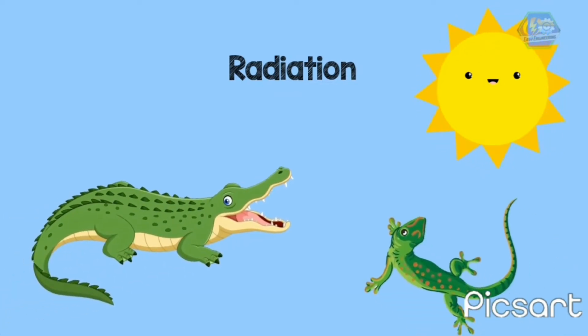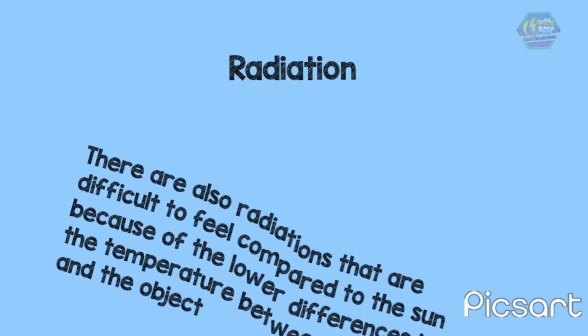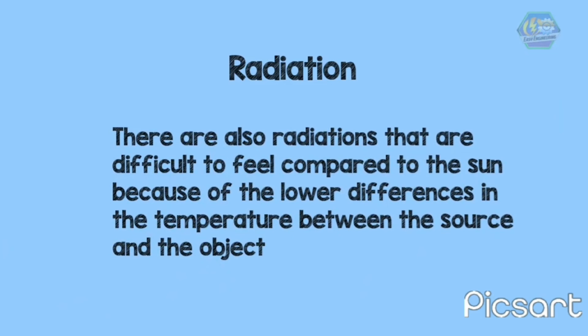Next, radiation is the transfer of energy from its origin to the surroundings. An example of radiation that we often encounter is sunlight. The heat of the sun is also used by animals to warm their bodies. There is also radiation that is difficult to feel compared to the sun because of the lower difference in temperature between the source and the object.